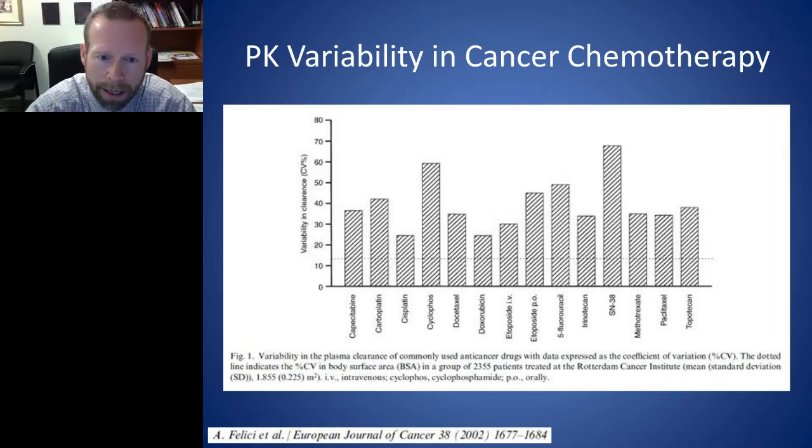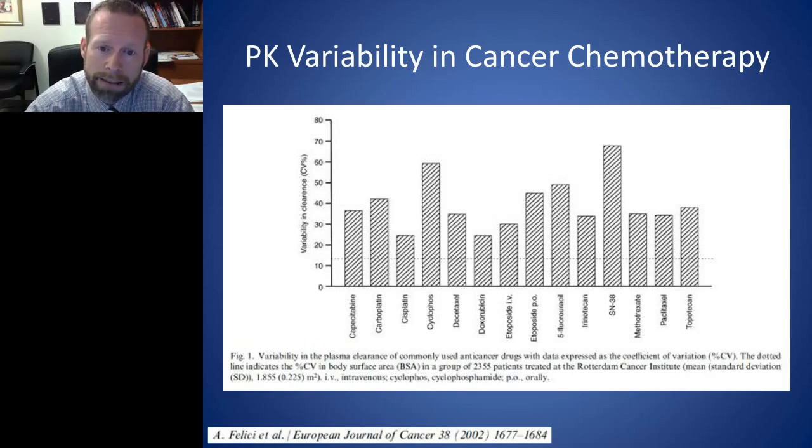But in this slide, I really like it. It's from a review in 2002. You'll see, for something like cyclophosphamide, the histogram represents, if you look at the y-axis, the variability in clearance, which is a stand-in for pharmacokinetic variability. And you'll see here that you have things ranging anywhere from 25% variability in clearance all the way up to 60 or even 70% variability.